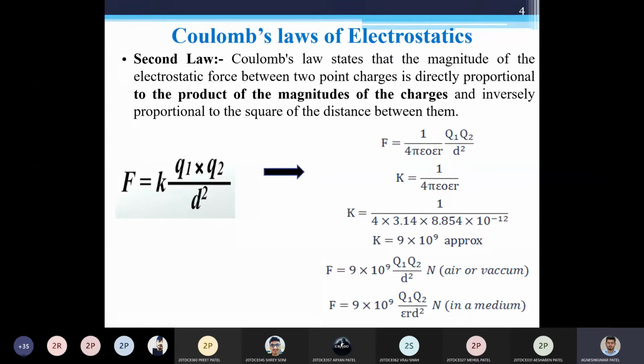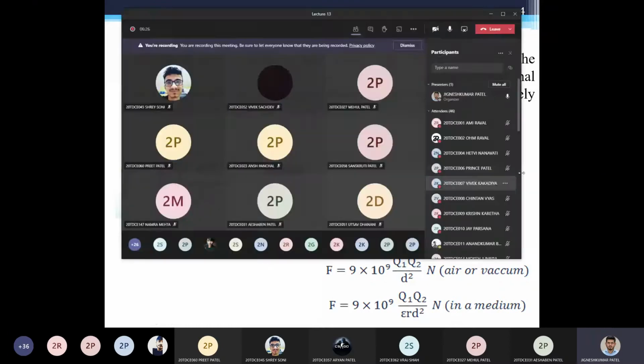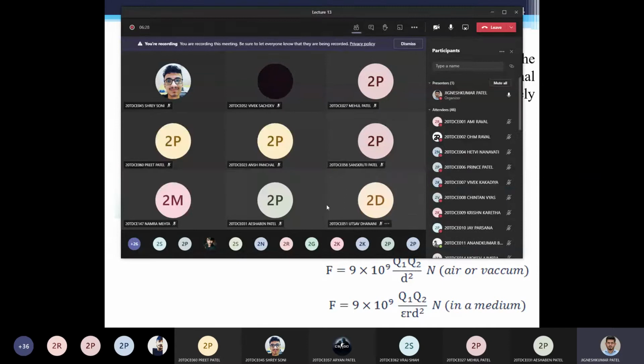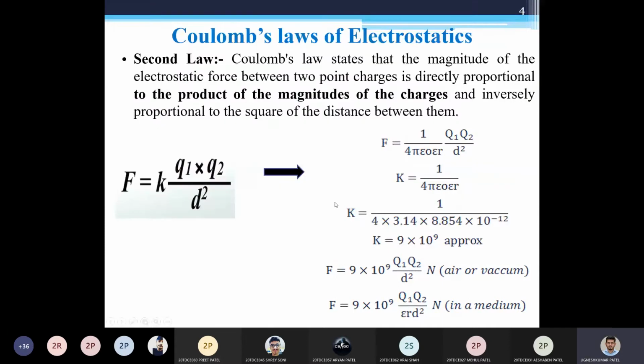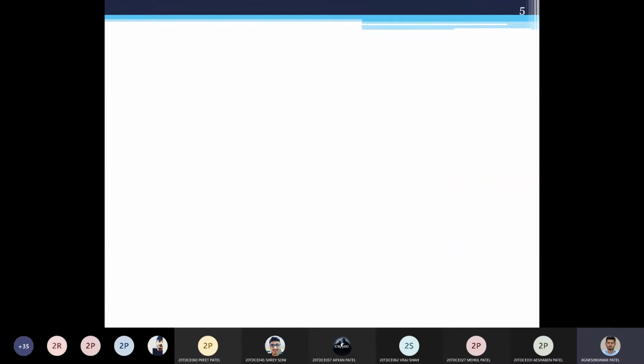If I consider air or vacuum, there won't be any epsilon r, because epsilon r is 1 in that case. The relative permittivity with reference to the absolute permittivity of air is always 1. That's why epsilon r is not present over here, but in any other medium epsilon r would be present. So that is the relative permittivity of any medium.